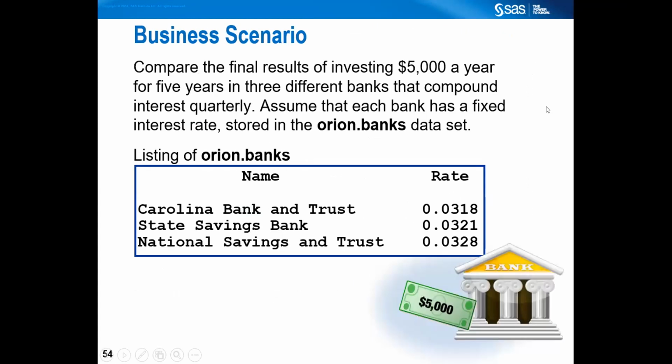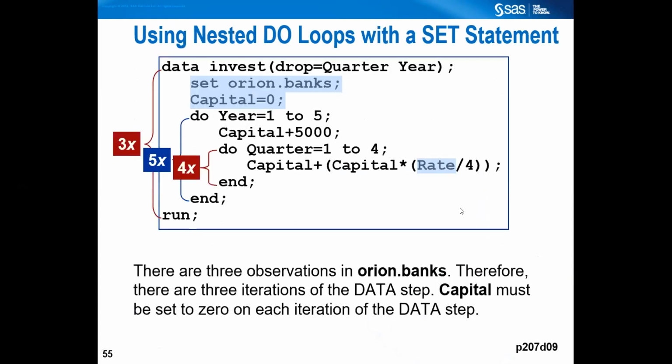Now there's another serious scenario for your nested do loop. It's telling you to compare the final results of investing 5,000 yearly for 5 years in three different banks that compound quarterly interest. Each bank has a separate rate of interest. So this is coming from an input data set, banks. You have to calculate, for every bank with its given rate of interest, the amount for every 5 years and for every quarter. So these are the statements you'll be writing.